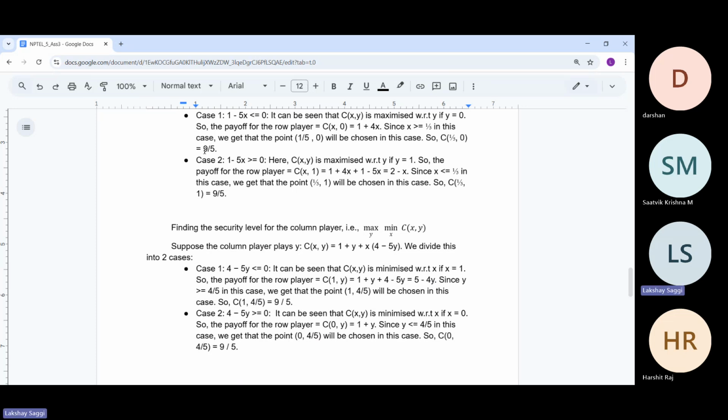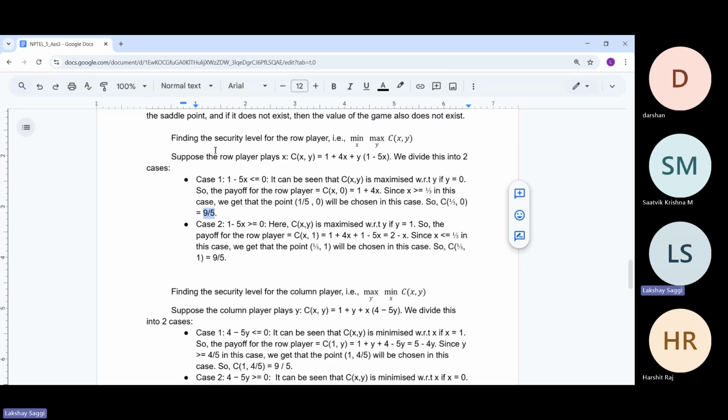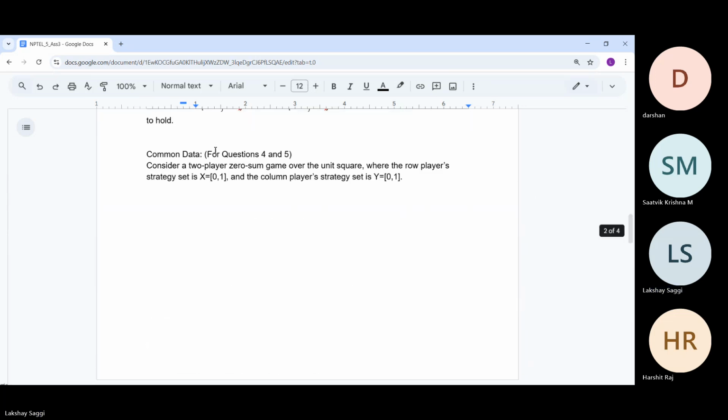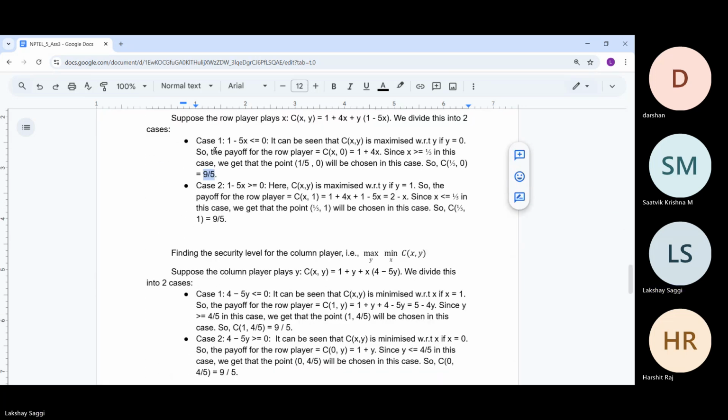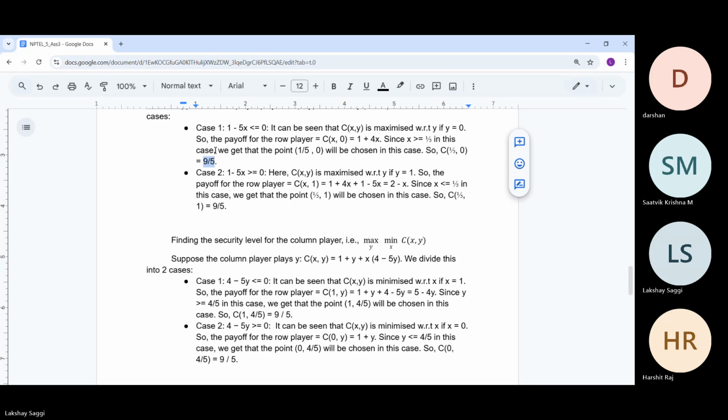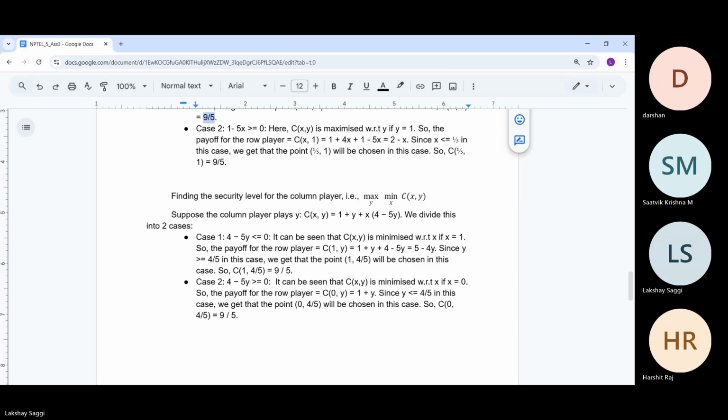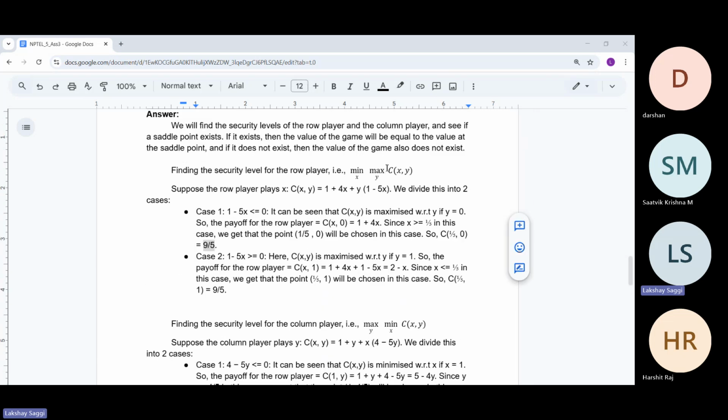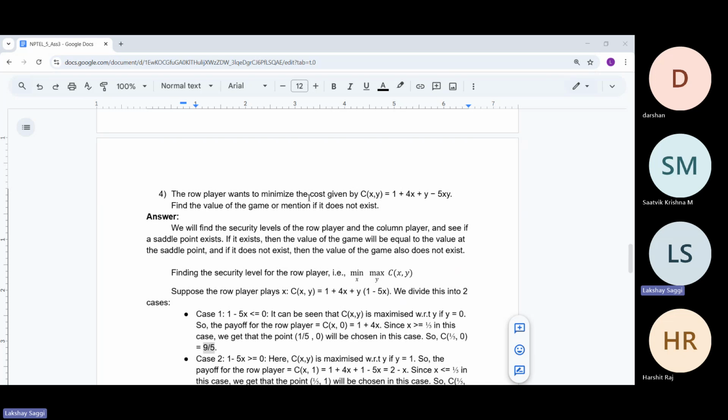Okay, so we actually get that the min max over c of x, y and the max min over c of x, y are equal, right, guys? So we actually get that the max min value and the min max value are equal in this problem, right?